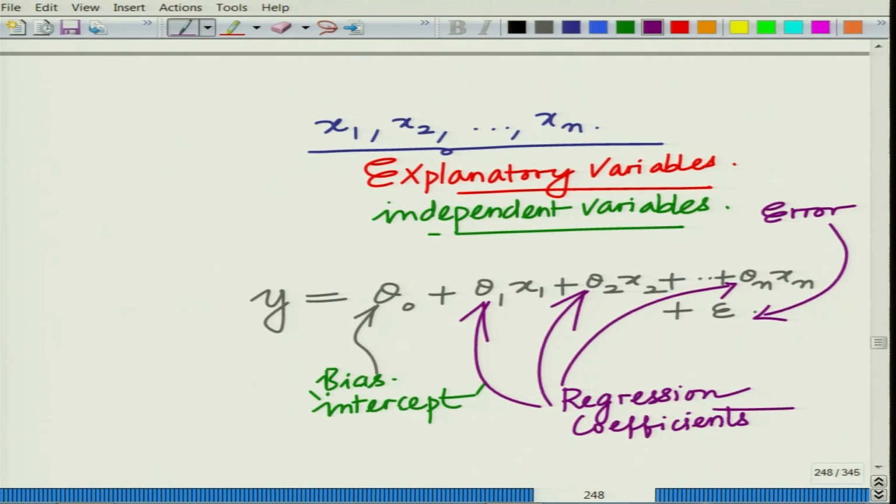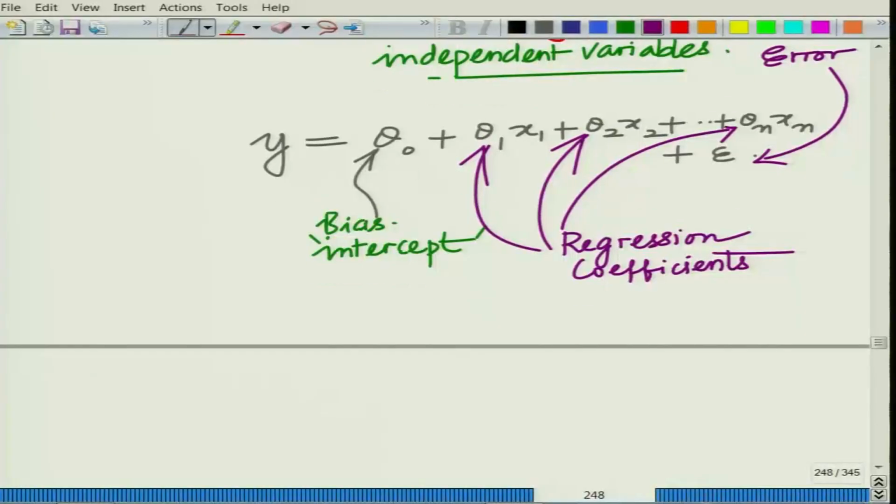So, essentially your y is given as a weighted linear combination of your explanatory variables. So, theta naught, which is the intercept, plus theta 1 times x 1 plus theta 2 times x 2, and so on up to theta n times x n, plus your epsilon, where this quantity epsilon is essentially your modeling error, or your disturbance, and these thetas are the regression coefficients.